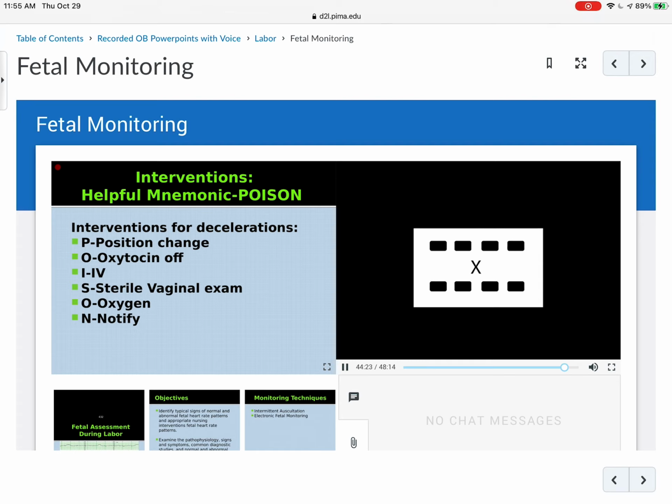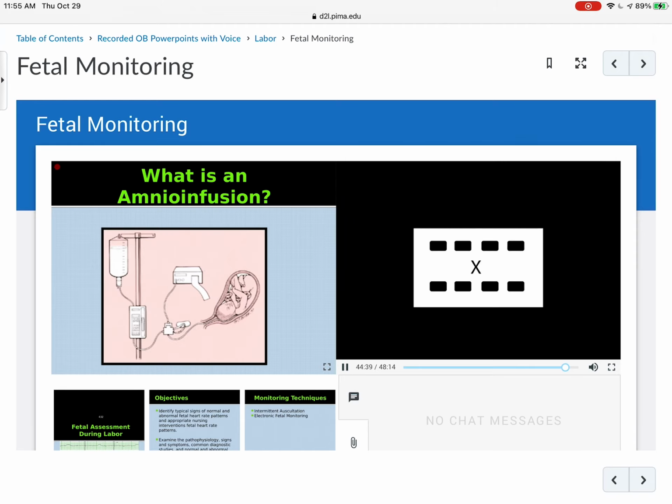Give an IV bolus. Check her vaginal exam. Check her cervix to see if she's near delivery or ready to push. Give her some oxygen, 8 to 10 liters via nasal prong, and notify the healthcare provider.